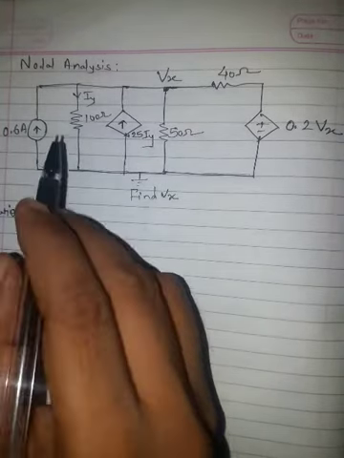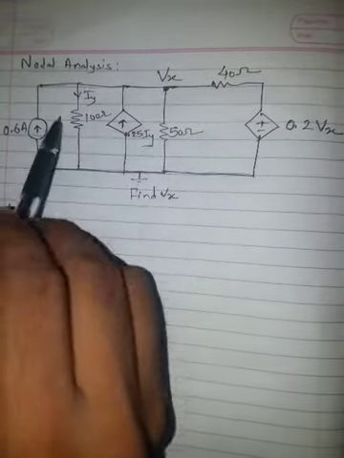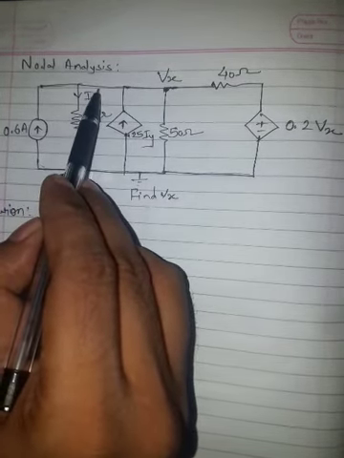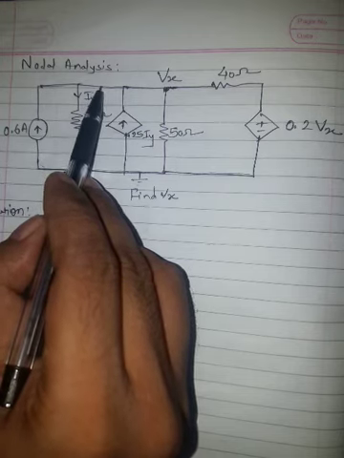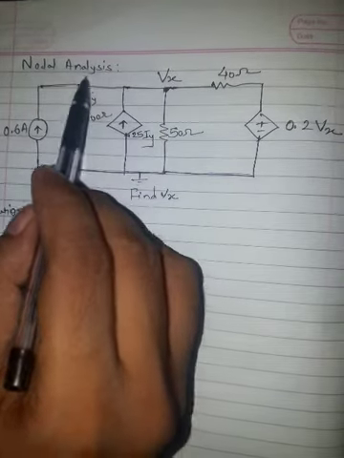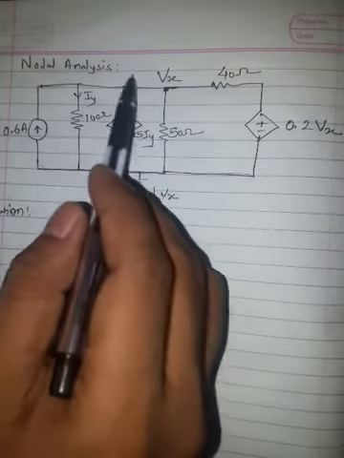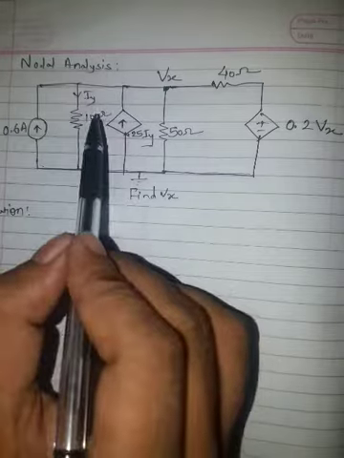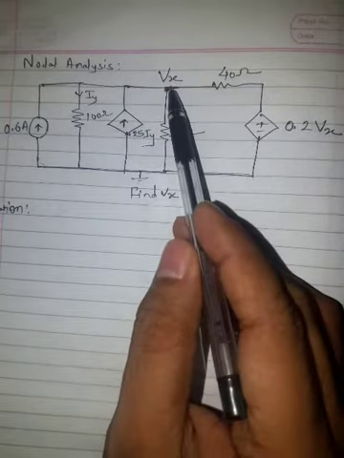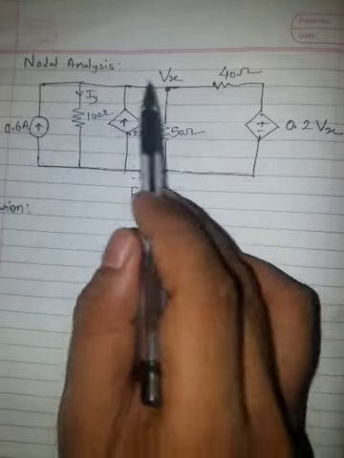Now if you see here, between this point and this point there is no network element. Similarly this point and this point. So we can consider this as one point, and the voltage of this point is Vx. Vx is nothing but the voltage between this point and ground. These all the points are the same.